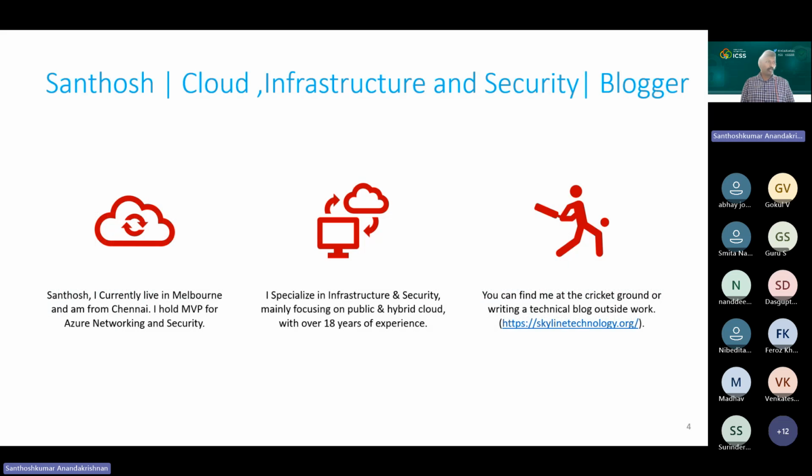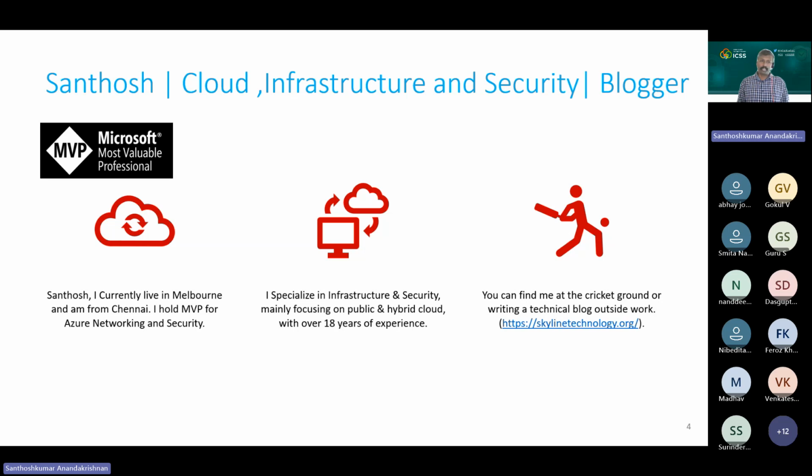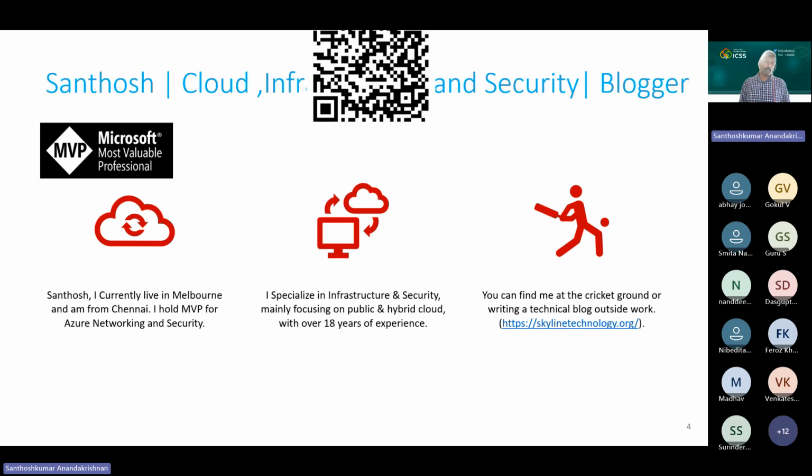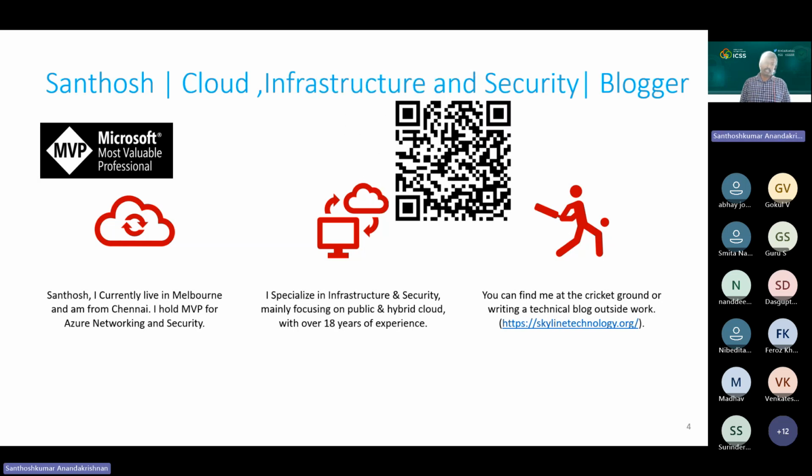Just about my background, you can call me Santosh. I am currently in Melbourne, Australia, but natively from Tamil Nadu, Chennai. I hold my MVP for Azure networking and cloud security, and my focus is mostly on infra. My skill set belongs to infrastructure, from anything on the cloud, data center, private endpoints, and security. Other than my technical skills, you can find me on the cricket ground, and I do some blogging around cloud, Azure, and cloud security. I'll share a link.